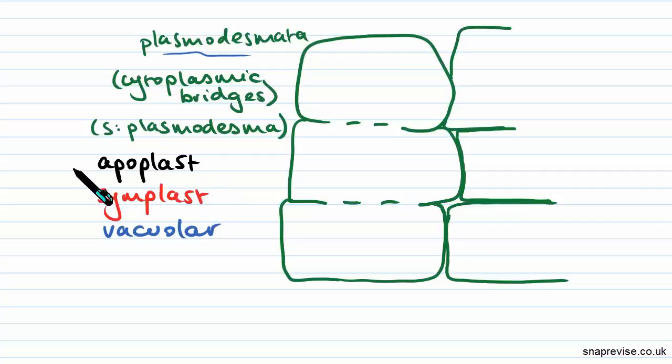Water can either move by the apoplast pathway, which is where it sort of goes in between the cells through cell walls. There's also the symplast pathway, which is where water goes through the cytoplasms of cells.